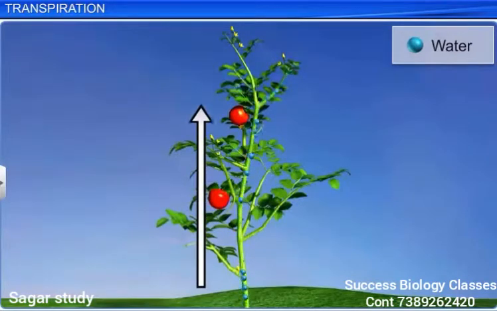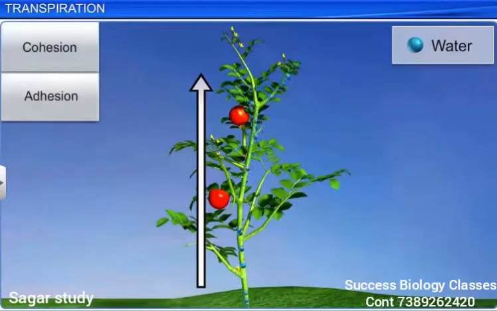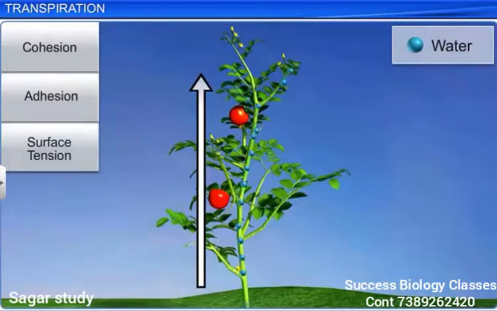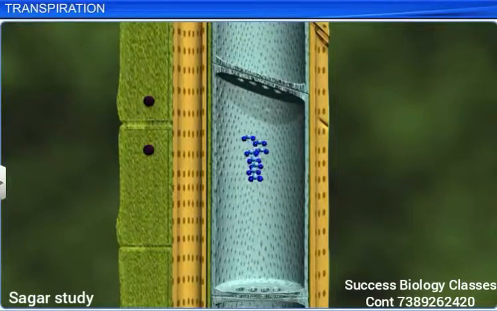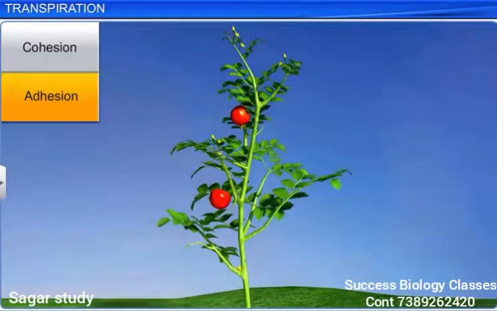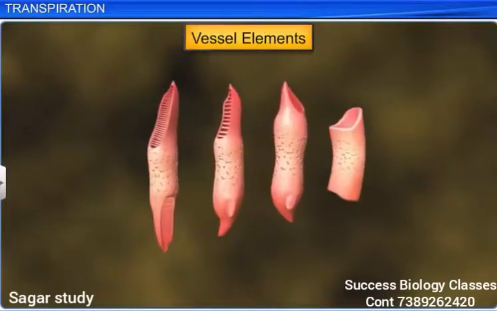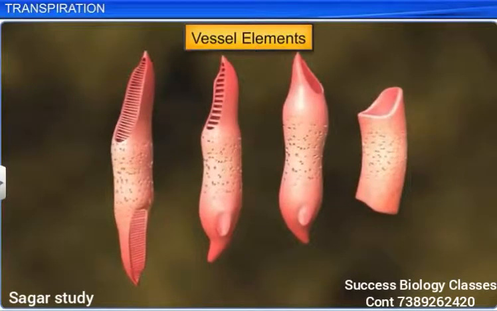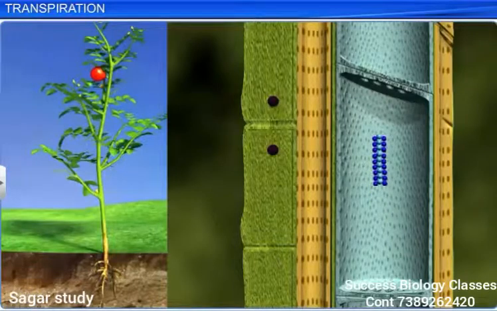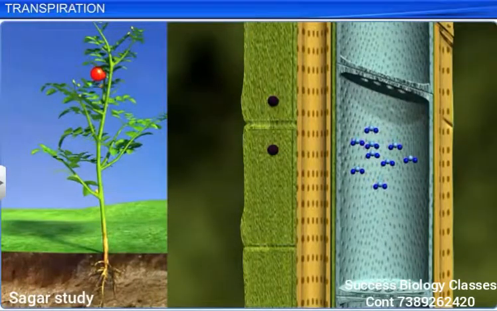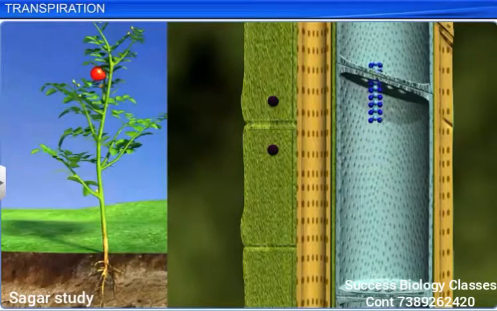This transpiration pull is made possible by three physical properties of water: cohesion, adhesion, and surface tension. Cohesion is the mutual attraction between water molecules. Adhesion is the property of water to be attracted to polar surfaces like tracheids and vessel elements, also known as tracheary elements, in a xylem cell. Finally, surface tension is the property of water molecules to be more attracted to each other in a liquid state than in a gaseous state.